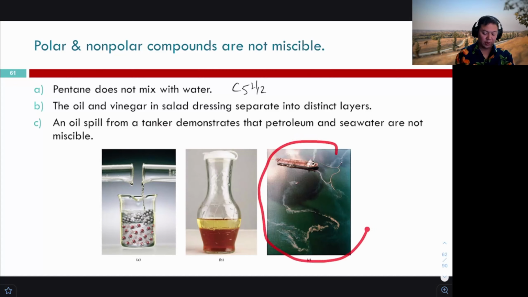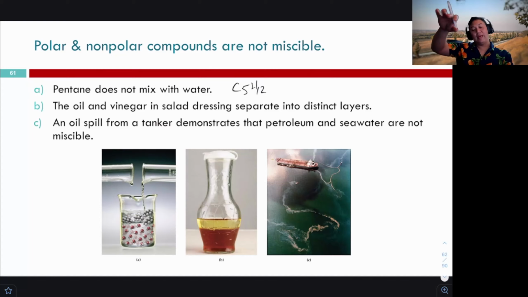And then oil spills also demonstrate that petroleum and seawater are not miscible, because that oil will stay, for the most part, on top of the water, which is why it's especially dangerous for birds or fish that jump up through the water, whales in particular too, that need to surface, because as they go to surface or land on the surface of the water, they get covered in oil.